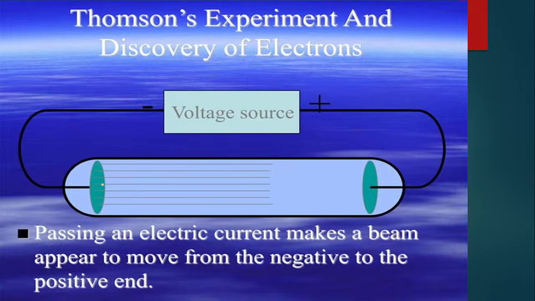The experiment in its simplest form consists of a cylindrical hard glass tube like this, and this is about 50 centimeter long. After that, of course, it is closed from both the sides, and this cylindrical tube is also known as discharge tube or Crookes tube.